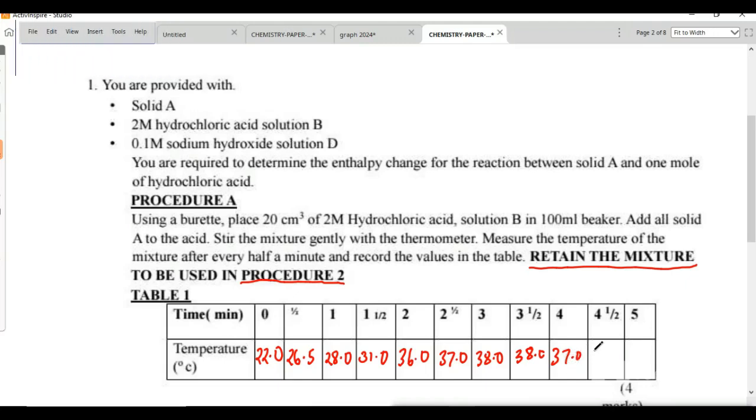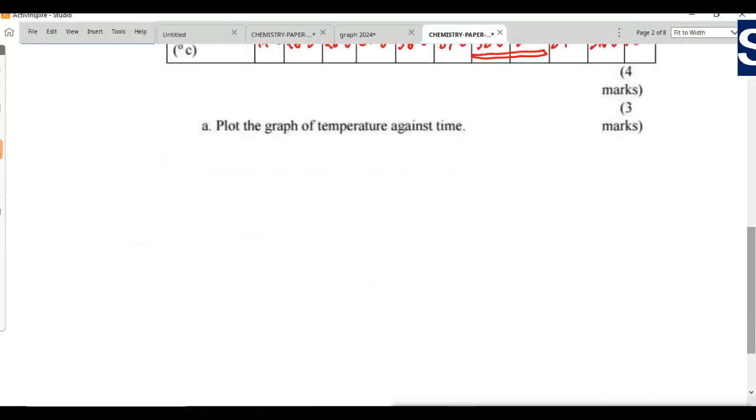As you can see, my trend is going from 22 to 38, and then it starts to decrease. That is the trend that is also being marked. For you to score these 4 marks, that is what you need. And ensure that you have at least 2 values which are the same, a constant. That will help you draw the correct graph as required. Like you have seen, I have underlined 38, 38.